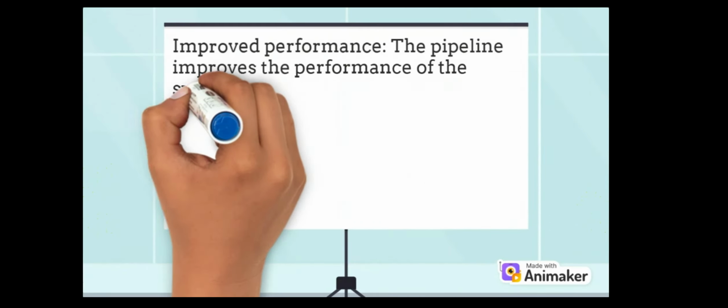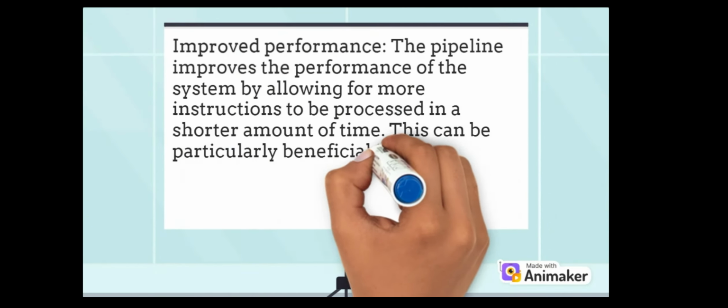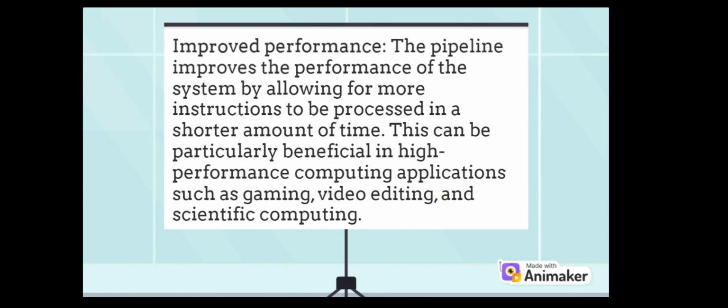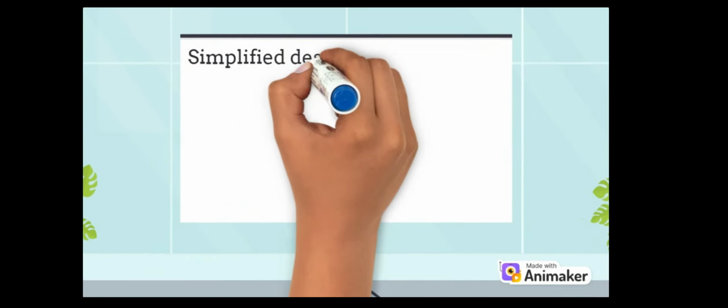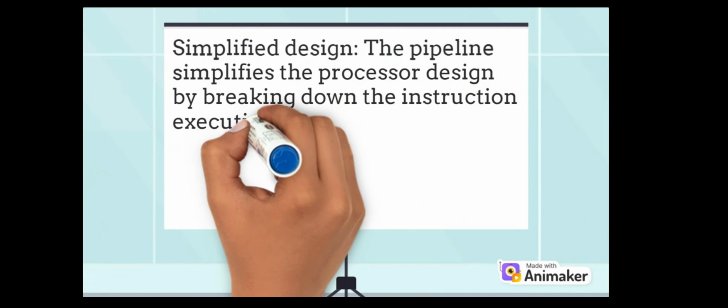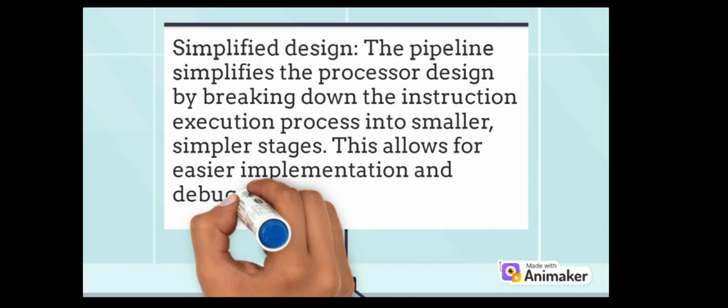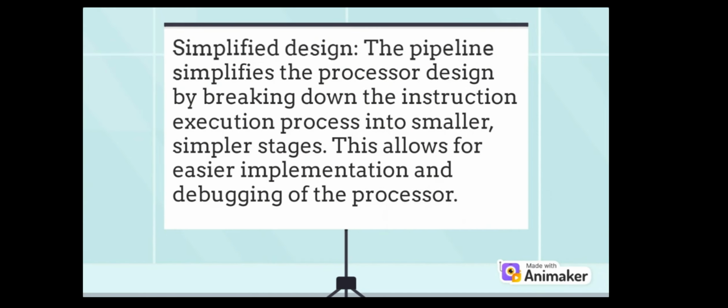Fourth, improved performance. The pipeline improves the performance of the system by allowing for more instructions to be processed in a shorter amount of time. This can be particularly beneficial in high performance computing applications such as gaming, video editing, and scientific computing. Fifth, simplified design. The pipeline simplifies the processor design by breaking down the instruction execution process into smaller, simpler stages. This allows for easier implementation and debugging of the processor.